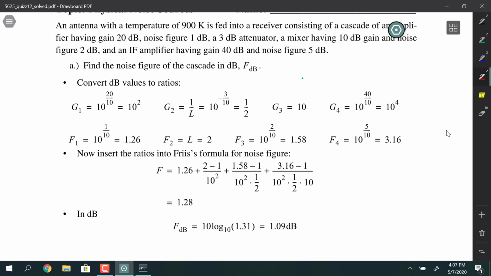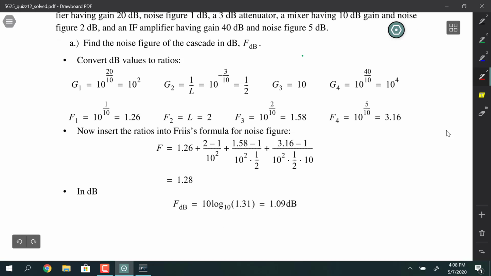So you have to get things into ratios. So I just plug the numbers in. In this case, I get 1.28, and if I take 10 log base that, it looks like I did something weird here, though. I don't know what the difference is. I've got 1.28 and I've got 1.31.